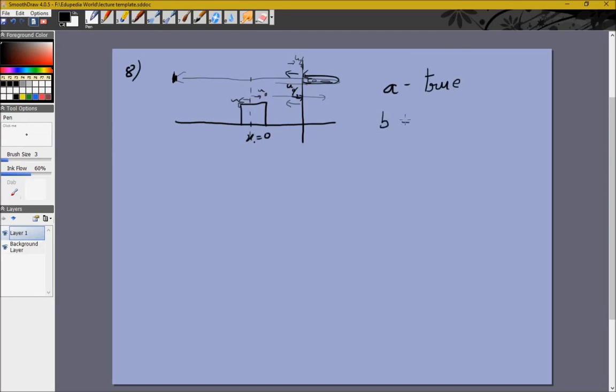Option B says that the time at which the particle passes through equilibrium is pi root m by k. No, that is not true. That would be true if it went through the whole path and came back, but it only went through a portion of the path. So the time will actually be smaller than that. So B is false. C, the time at which maximum compression occurs is 4 pi by 3 root m by k. Maximum compression occurs when it is at the center. So now we'll have to calculate properly.